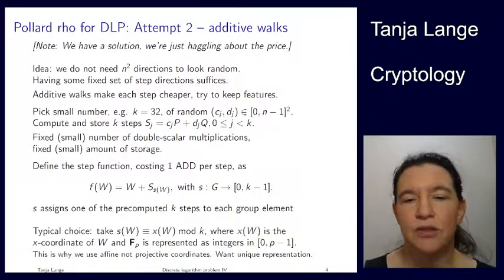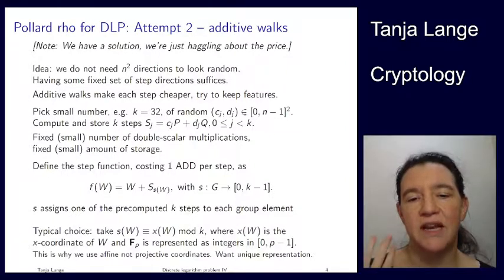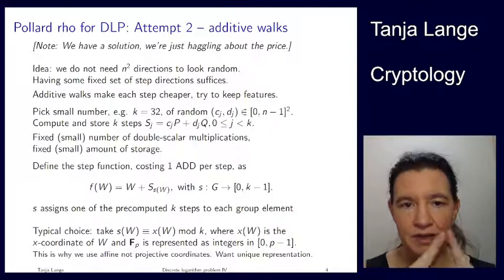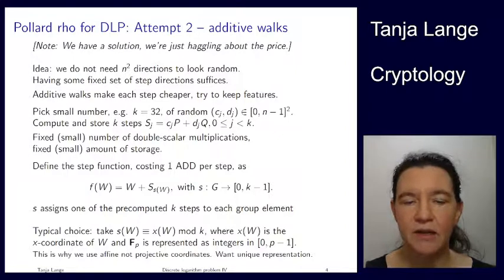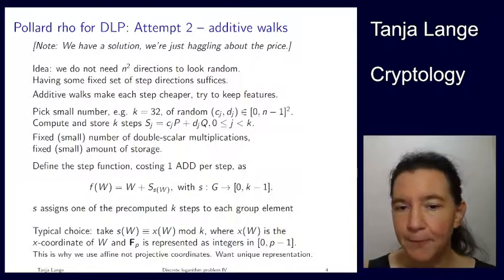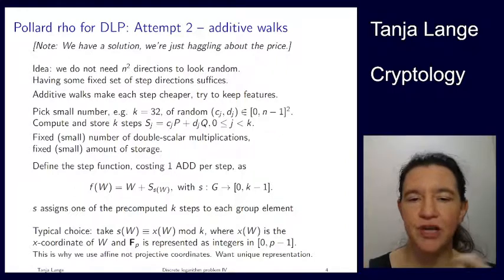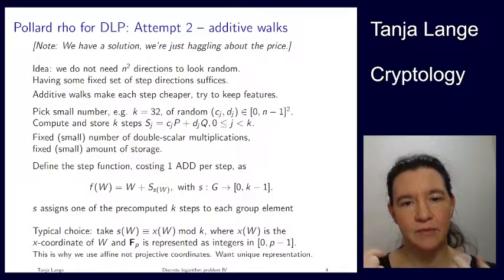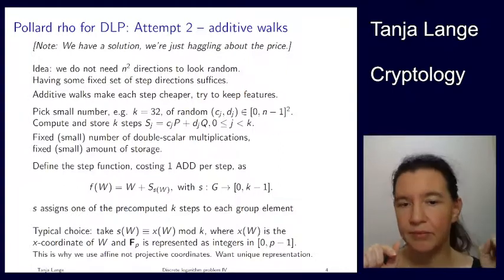So typical choices, as mentioned already, are powers of 2, and then for this s function, what we like to do is just inspect a few bits. 32 is 2 to the 5, so we're looking at the last 5 bits of the representation of w, and for that we want the affine x-coordinate. Remember that for elliptic curves we had several representations, just x and y. And we also went through, for constructive usage, that it would be nicer to work with projective coordinates, x, y, and z. But when you have x, y, and z, then you have redundancy. Remember that x, y, z is the same as lambda x, lambda y, lambda z.